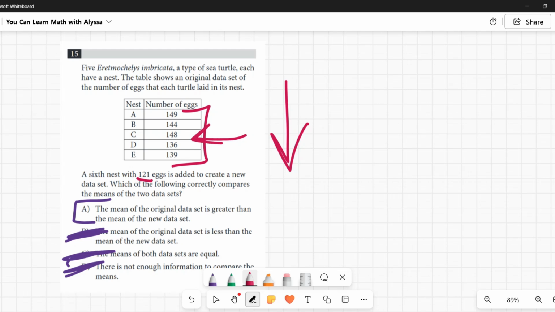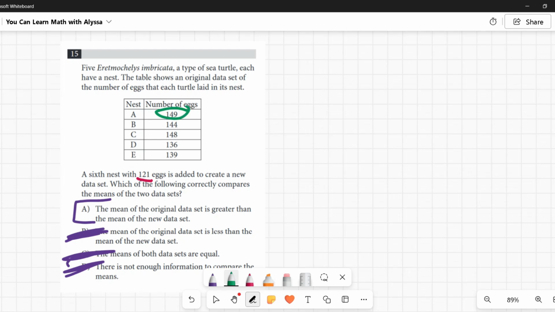If it was in the middle somewhere, if it was a 130 or a 140, and it was greater than 136 and less than 149, do the math. Don't guess. It's going to be safest to do the math on that. But here it is very clearly less than any of the original ones. It is going to bring that average down.